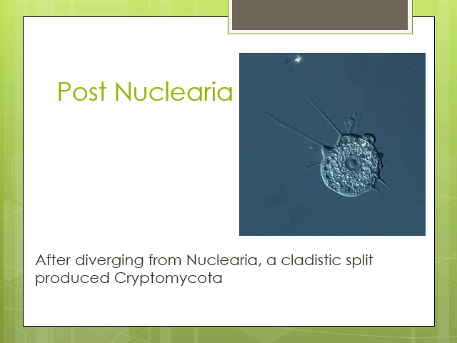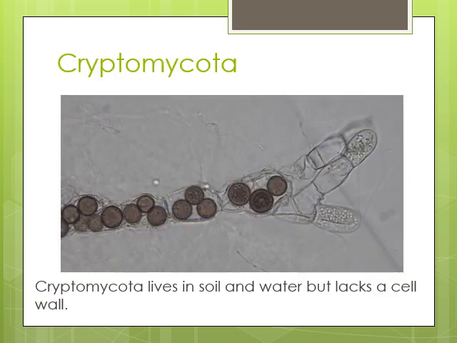Both animals and fungi independently developed osmotrophy. There was this clade early on, Nuclearia. It diverged. Nuclearia is a very advanced protist, and it produced what's called the cryptomycota. That's the earliest type of fungus, or the simple fungus. These cryptomycota live in soil and water, but they lack cell walls. What is a cell wall good for? What's the point of a cell wall? Two big things. And that's exactly it. Yes, protection.